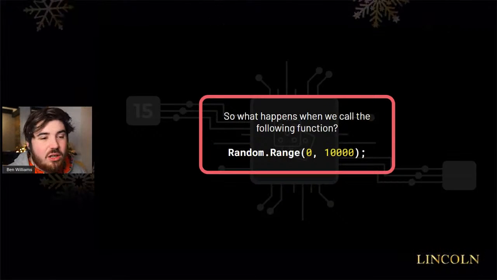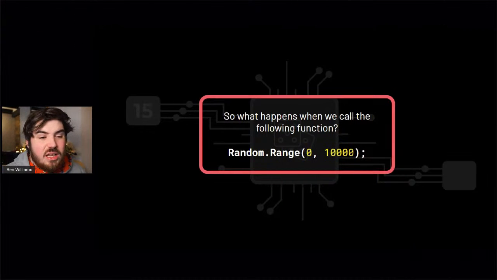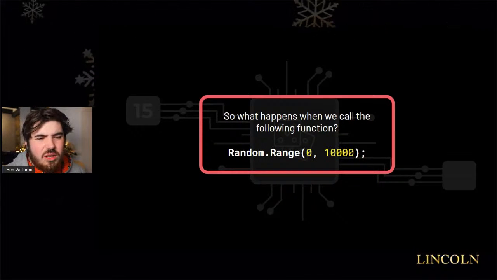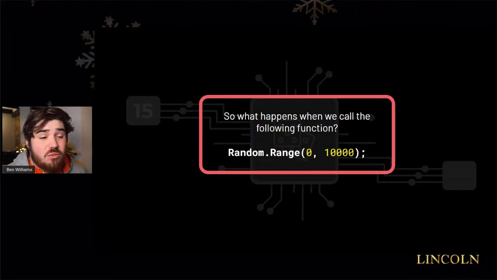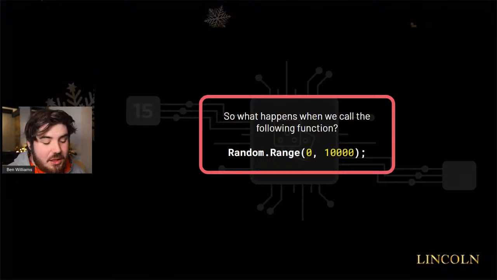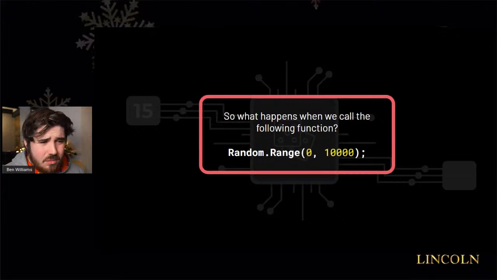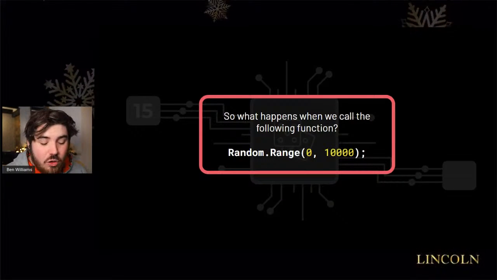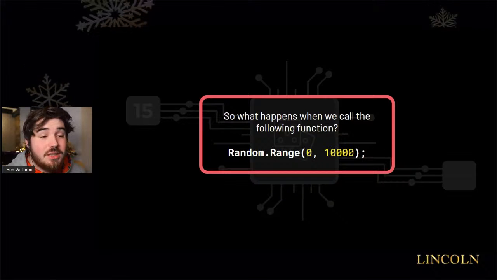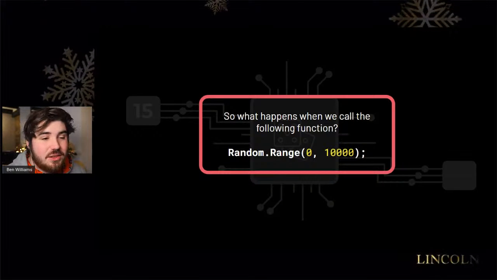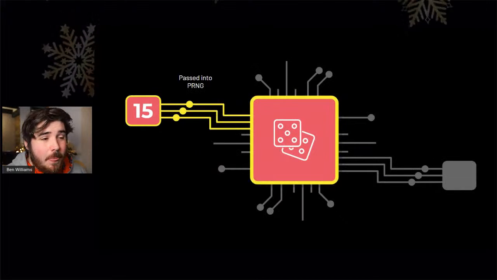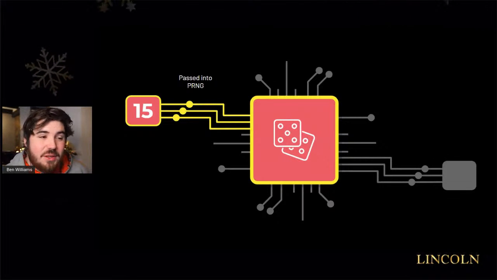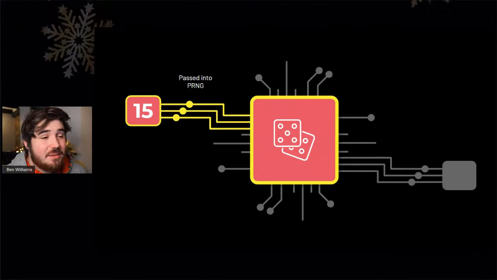Again, there's a bunch of different ways of doing this. If you're using C#, it's Random.Next. If it's C++, it's rand. Python has, I think, random.randrange. This particular one, Random.Range, is again the Unity game engine. All this is doing is asking for some kind of random number between 0 and 10,000. So what happens when we call this? What actually happens in the PRNG itself? We take the state, 15 in this case, and we pass it into the PRNG.